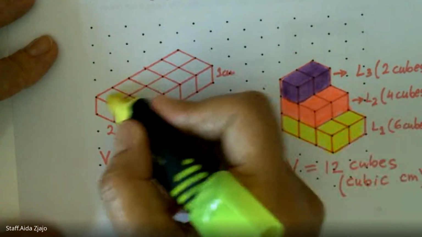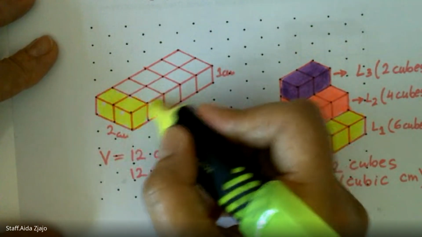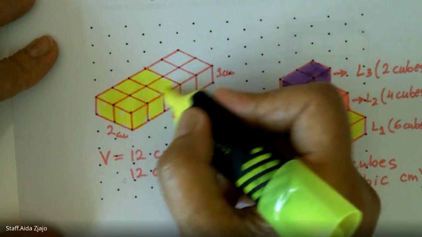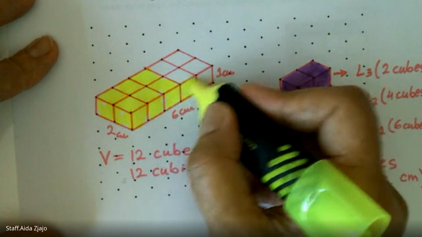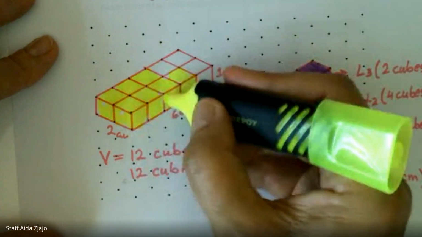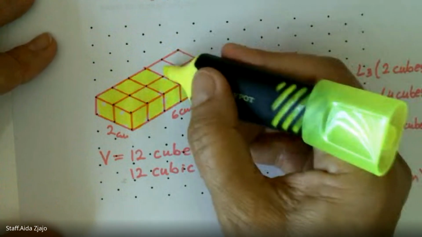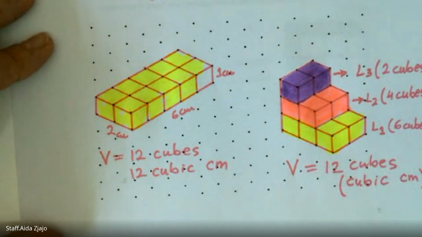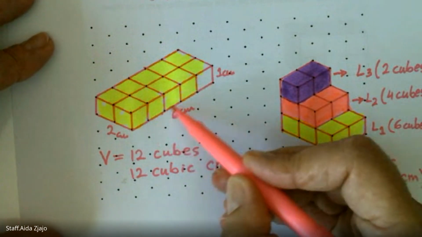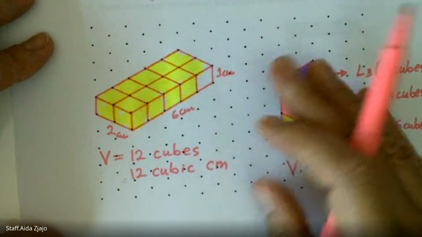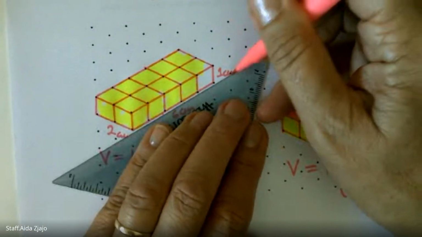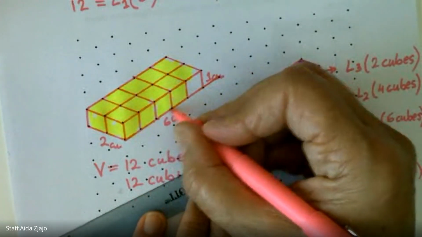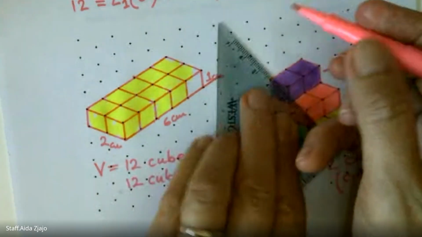then 2, 3, 4, 5, 6, 7, 2, 4, 6, 8, 10. Oh, I made a mistake. Oh, good to know. All right. So Mrs. Z made a mistake because 2, 4, 5. I only made 5 units instead of 6. So I needed to add 6 because 6 centimeters. 1, 2, 3, 4, 5, 6. There you go.